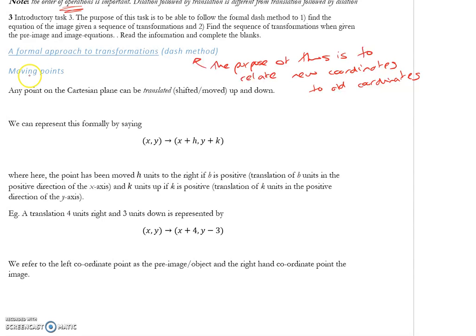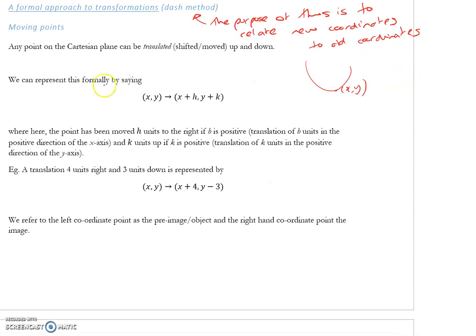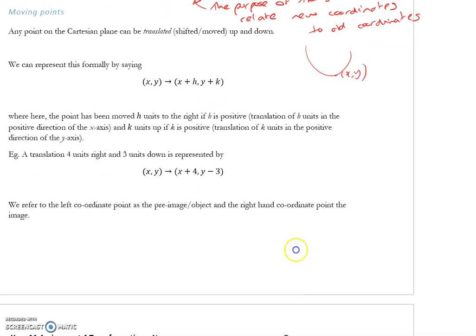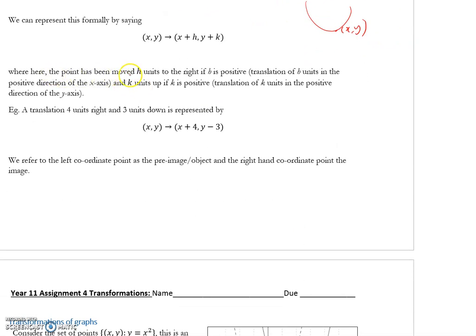Okay, so first we're going to focus on points. So any point can be translated up and down, and we know that graphs are just made up of a bunch of points. All right, so we can represent this formally with this sort of notation. (x, y) is mapped to, or transformed to, a translation of h units and a translation of k units. And it's moved to the right if h is positive, and it's moved up if k is positive.